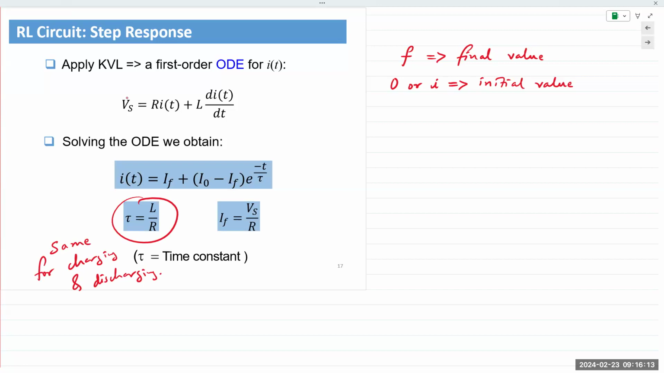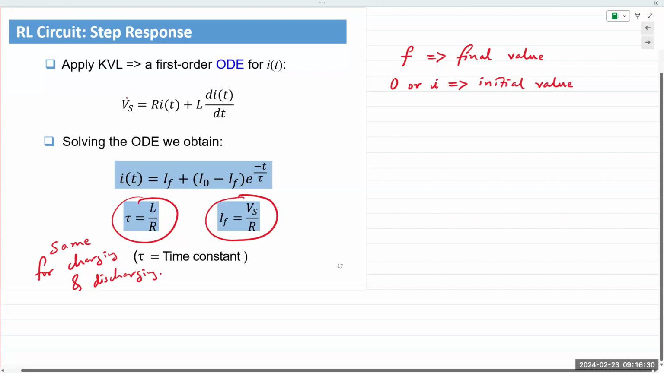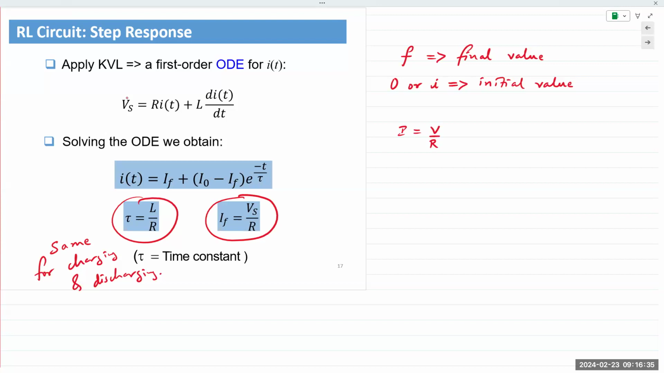Now, the reason I specifically chose a voltage source is to point out that you could transform it. And again, the concept comes from Thevenin and Norton equivalent circuits. The current value I can be given from Ohm's law. I is V over R. And so I can derive the final value for IF from the voltage source Vs and the resistor R.